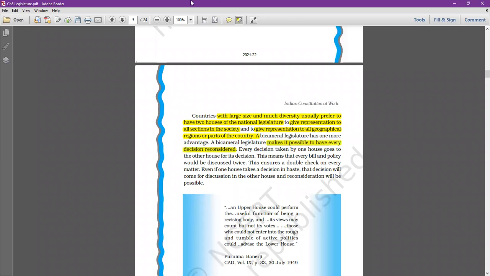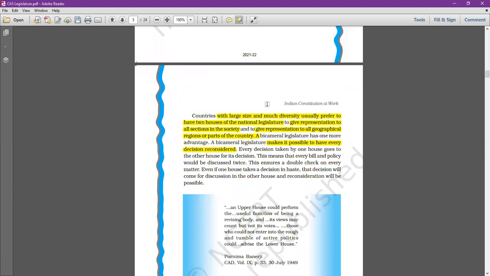तो एक ही डिसीजन को दोबारा डिस्कस किया जाता है, डिबेट किया जाता है, तो उससे एक अच्छी चीज बाहर निकलती है ना। सिंपल सी बात है, अगर आप एक चीज अपने किसी बड़े या फ्रेंड के साथ डिस्कस कर सकते हो, तो हो सकता है आपको कुछ और अच्छा सजेशन मिल जाए। तो ये भी एक रीजन है कि हमने बाइकैमरल लेजिस्लेचर अडॉप्ट किया। पहला रीजन आपने देखा, रिप्रेजेंटेशन देने के लिए, ज्योग्राफिकली भी और सोसाइटी में सबको रिप्रेजेंटेशन मिल जाए। दूसरा रीजन क्या है?